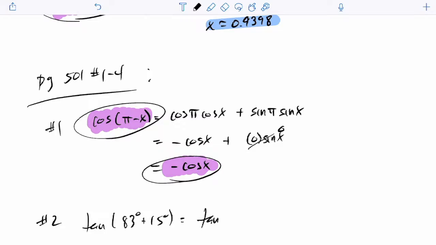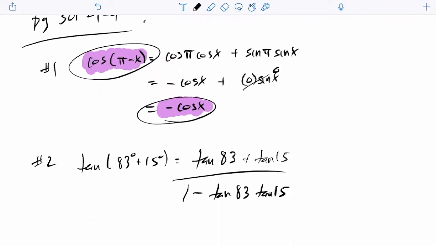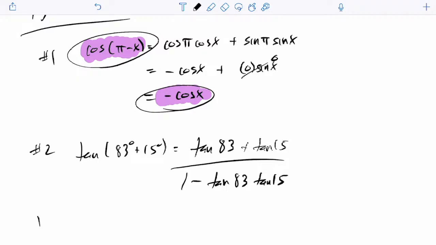Number 2. Yeah, there's not much. You literally don't have to simplify. You just write this out. This is all they're looking for, number 2, just to use your formulas. Right? Number 3. Number 3, that's just the sine of 35 degrees. Right? That's the sine of A minus B formula. For 3.